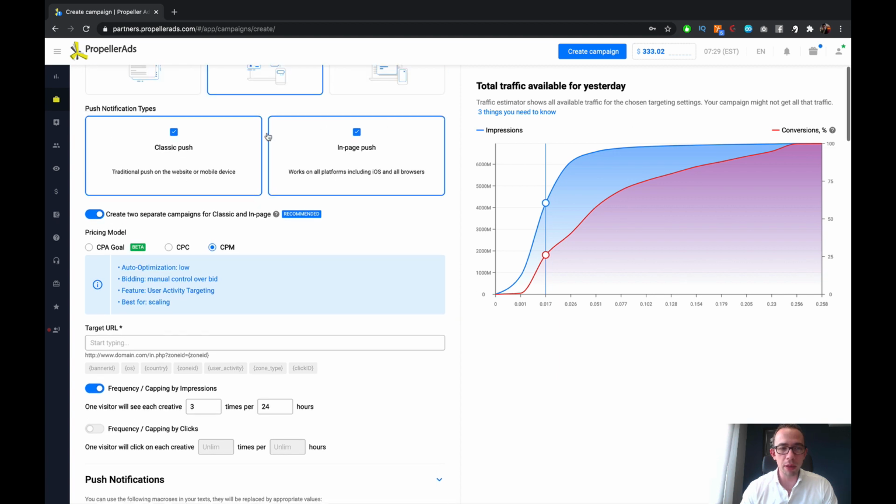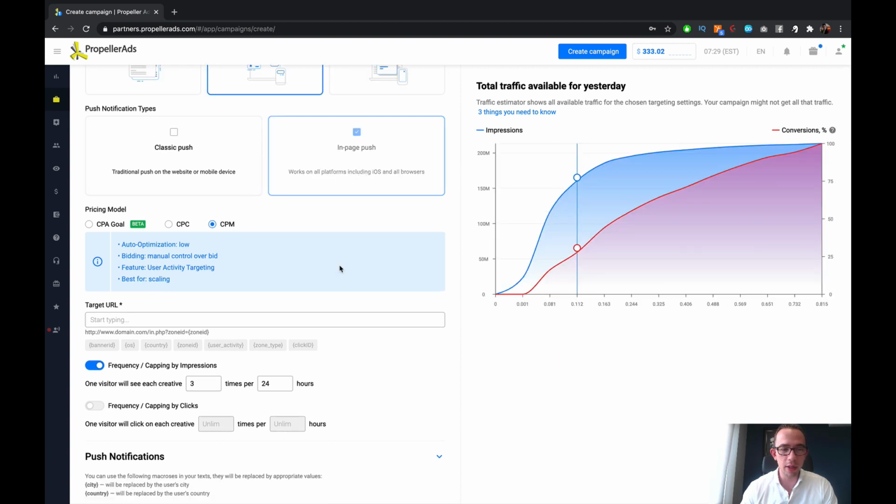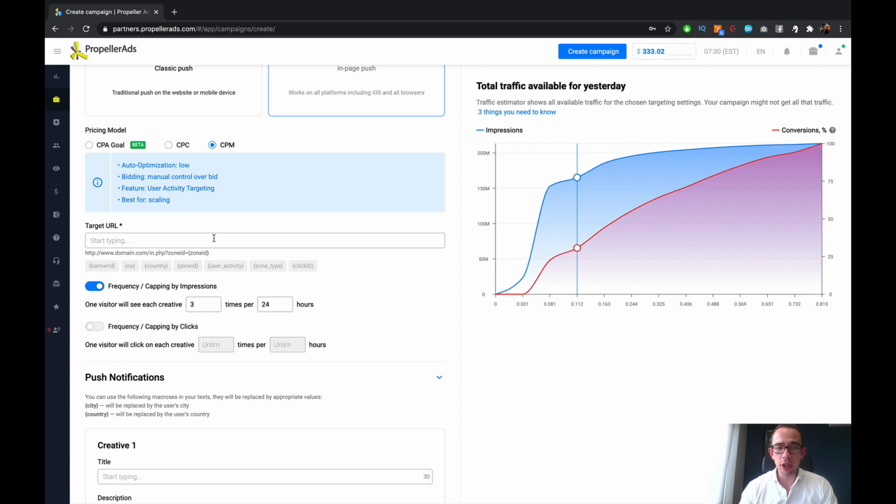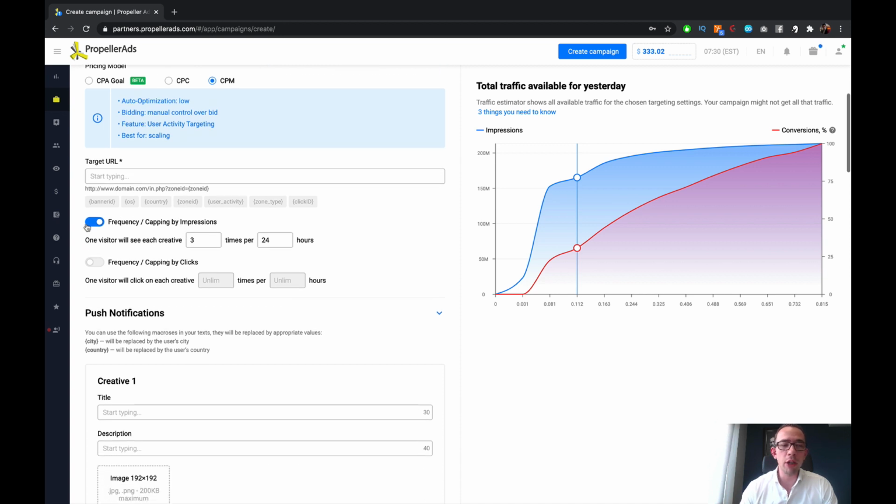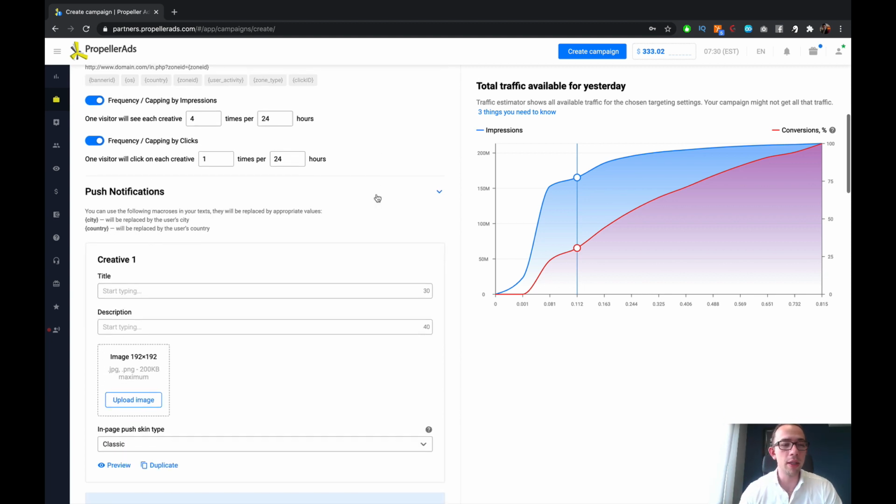Create 2 campaigns if you select both, but we're only going to select in page for now. Then on the target URL, you put in your specific destination URL. You should be using a tracking software, so you place here the campaign URL of your tracking software. Frequency capping, I like to do once per 24 hours for the initial testing, and then we can go up once we have cleared out all the bad placements, and then I like to do 1 click per 24 hours, and then we can increase the frequency of the ad to spam them a little bit.